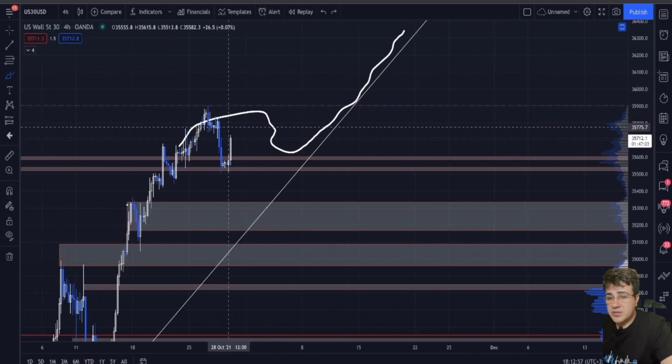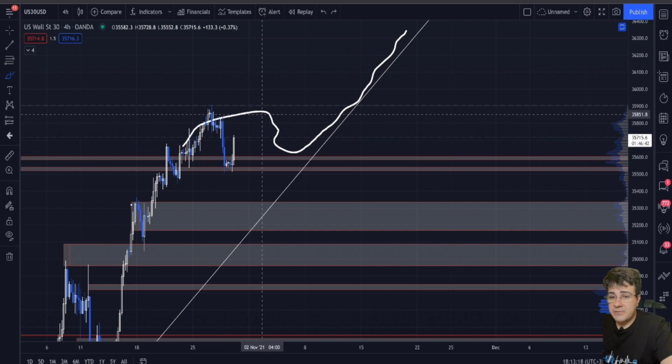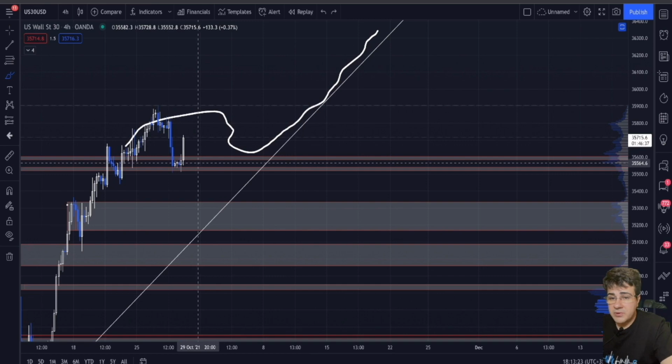Otherwise, if it gets rejection around here, it makes a lower high, and you might expect to retest this support zone at least 35,625, right? So this zone here, having a lot of selling pressure here might offer you a chance. So in my opinion, it can go all the way. If it gets a rejection, it can go all the way to 35,579. But for safety reasons, you can target.